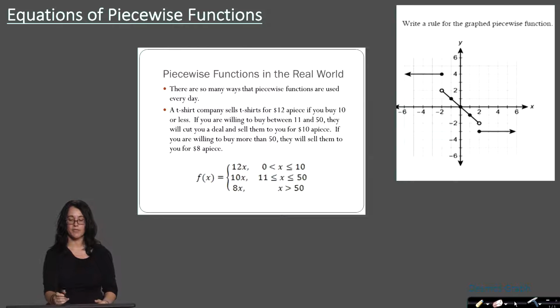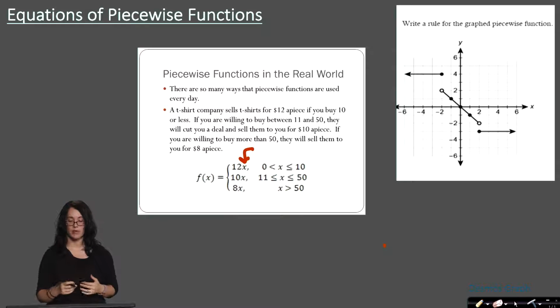So we notice that our first equation could be for every one t-shirt x that you buy, it's going to cost you $12. So 12 times x, 12 times the number of t-shirts that you buy. But that's only going to happen if you buy up to 10 t-shirts, so between 0 and 10. Notice it doesn't include 0 because you wouldn't actually be paying anything if you didn't buy any t-shirts, right? So between 0 and 10. So looking at the graph, or if you were drawing a graph rather, you would have to draw that line only between the numbers 0 and 10.